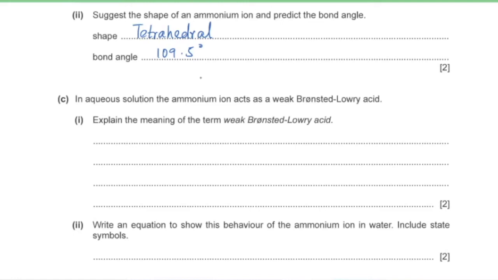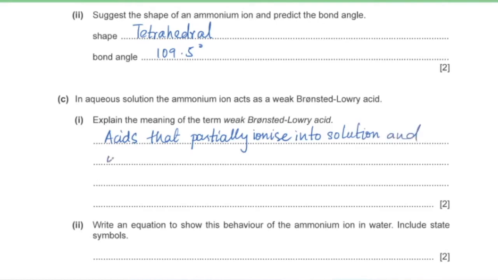Part C, in aqueous solution, the ammonium ion acts as a weak Bronsted-Lowry acid. Explain the meaning of the term weak Bronsted-Lowry acid. So a weak acid is one which partially ionizes into a solution, and a Lowry acid is one that donates a proton. So introducing the term weak, which is acids that partially ionize into solution, followed by the explanation of Bronsted-Lowry acid, and is a proton donor.